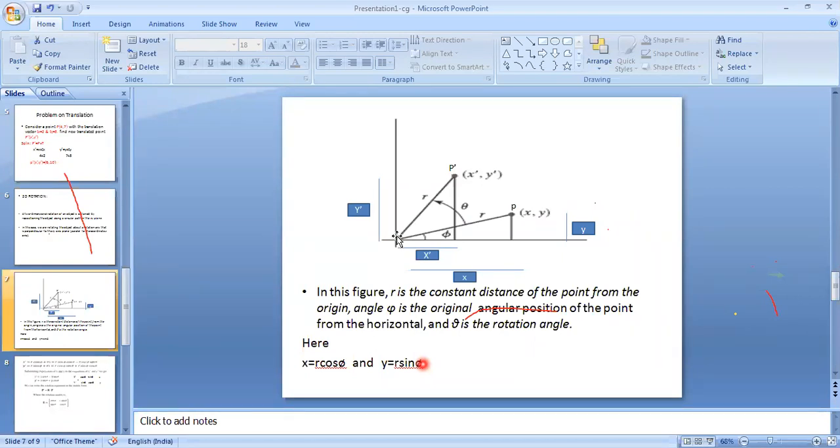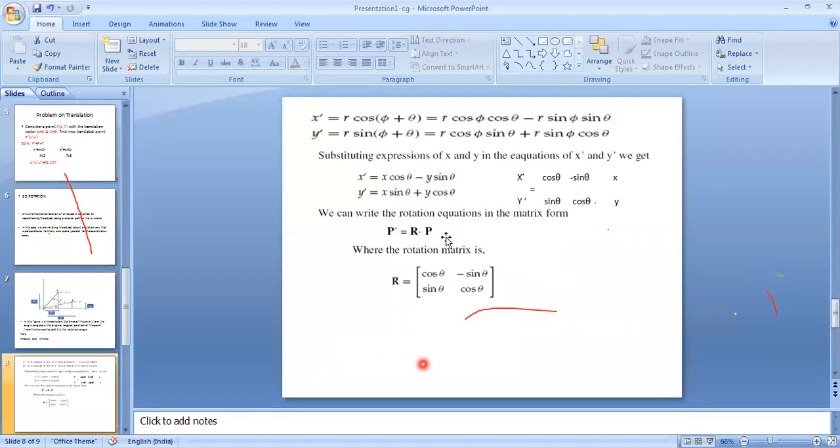what is the axis of rotation? I am rotating my object from here to here, which means I am rotating my object anti-clockwise. You can see here, anti-clockwise. Whenever I rotate my object anti-clockwise, how do I get new x' and y'? My new x' and y' is this equation. This rotation matrix is this.